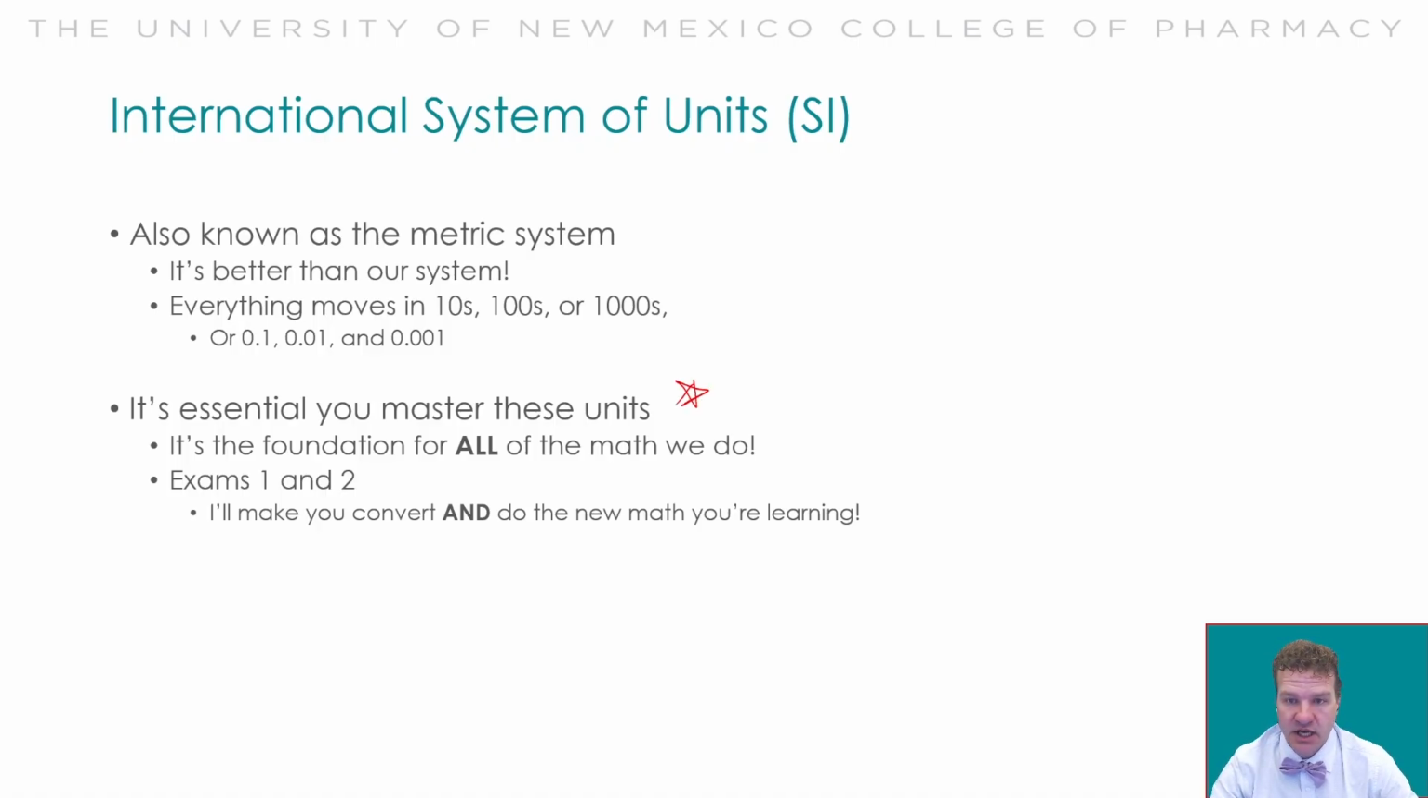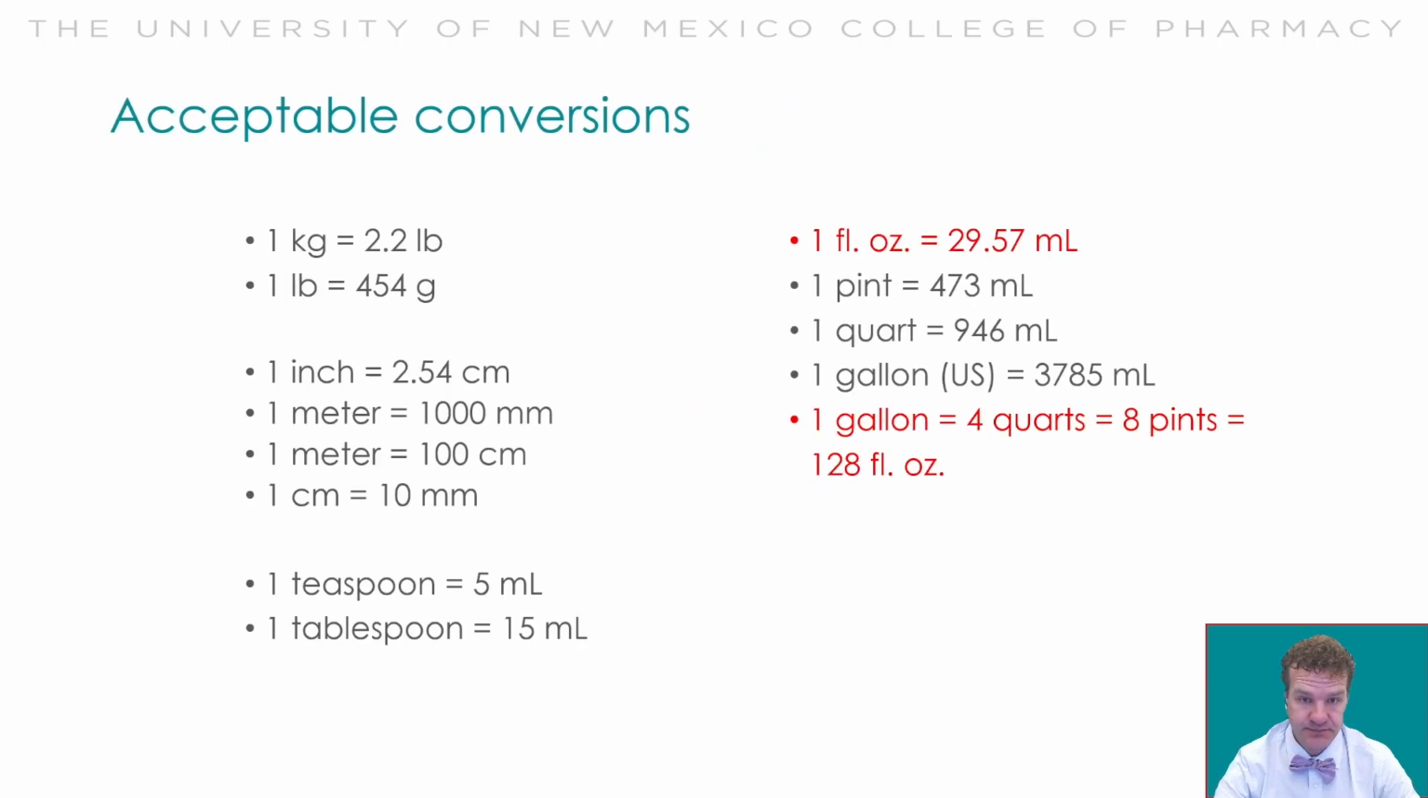So exam 1 is just about conversions in the International System of Units. But then in exam 2, you're going to take that new math you're learning and you're still going to convert numbers. So you'll need to be able to do both the conversion and the new math. So it's really essential that you get rock solid in the metric system.